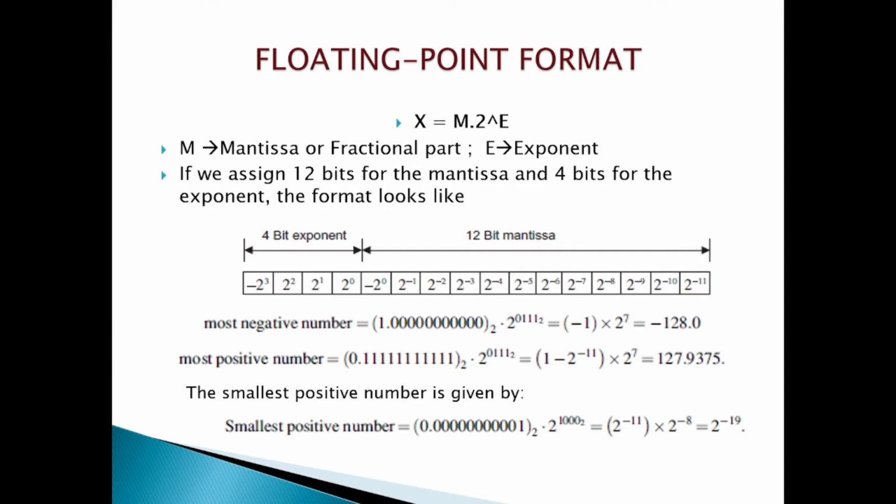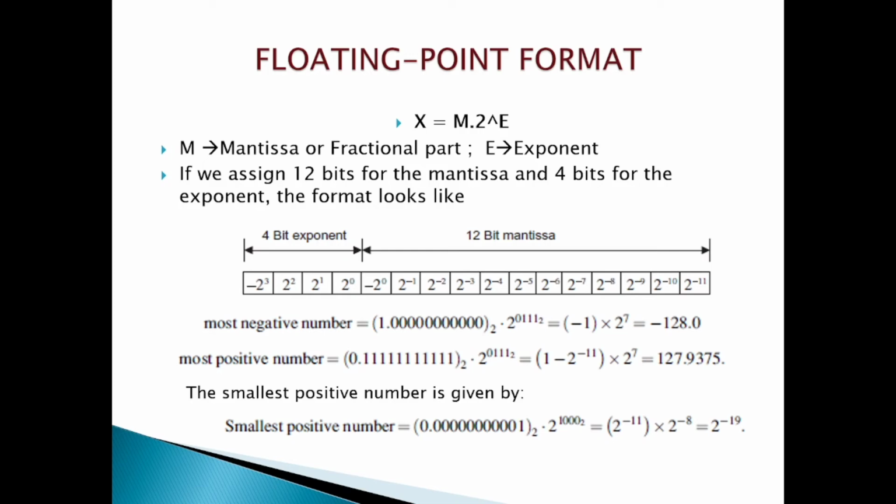Now let us discuss the second format, that is floating point format. Using floating point format, we can increase the dynamic range of number representation as compared to the fixed point format. Its representation is given as x equals m into 2 power e, where m is mantissa or fractional part in Q format and e is the exponent. Always m and e are signed numbers.